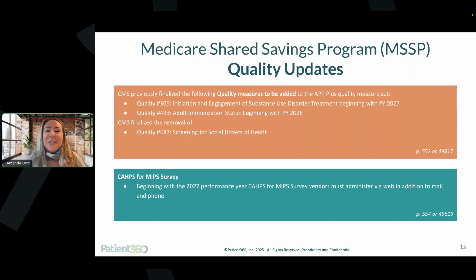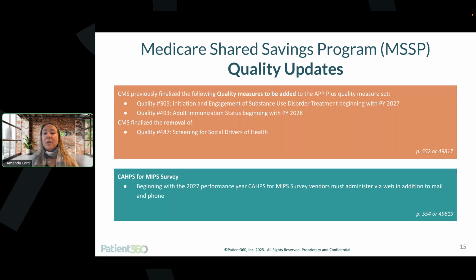Removal of measures. The 2026 final rule finalized the removal of quality measure 487. So that was proposed. We knew that was coming, and it's screening for social drivers of health from the APP Plus quality measure set. So this move was part of a broader, largely supported strategic shift by CMS to streamline the entire MIPS measure inventory. While some commenters might have wanted to keep the SDOH measure, I did read a bunch of those. The general move to reduce the burden of the check-the-box process measures and focus on outcomes has been a long-standing request from stakeholders, and it's been an initiative for CMS for a long time. So we weren't really surprised about this removal.